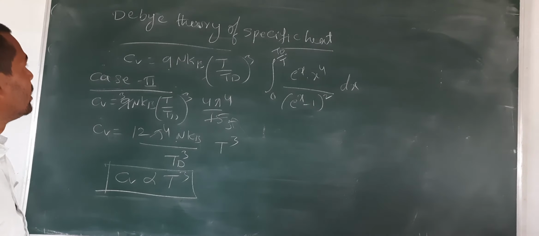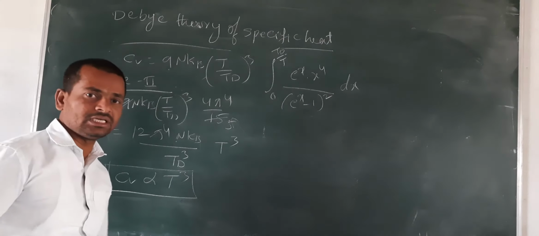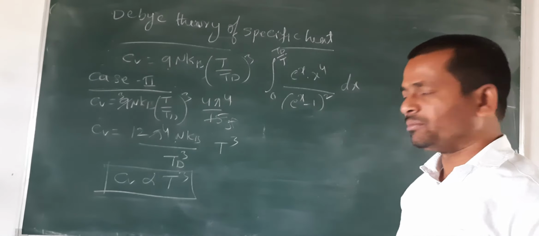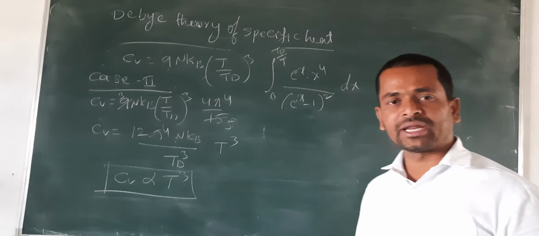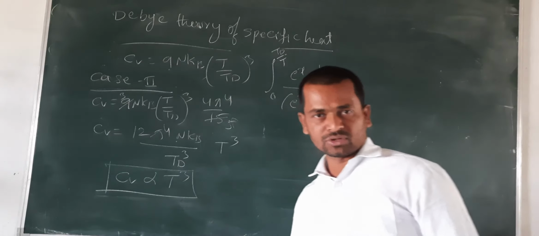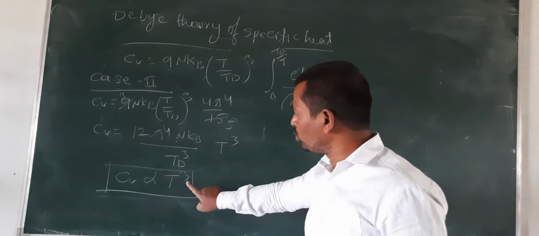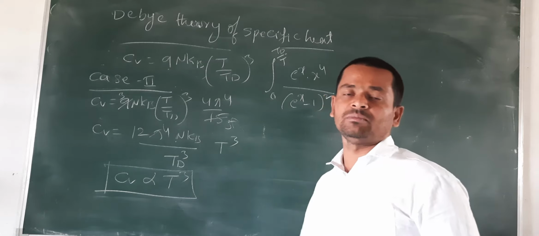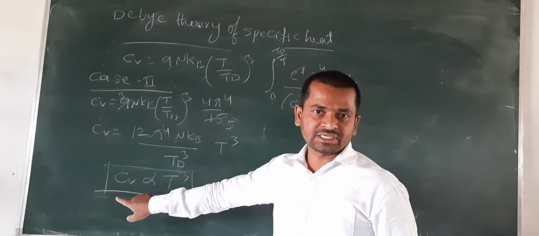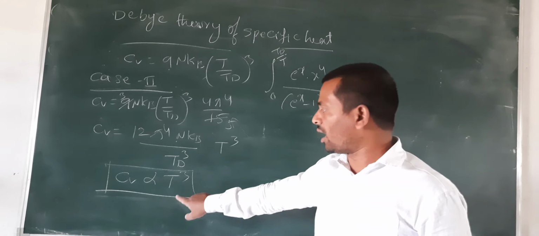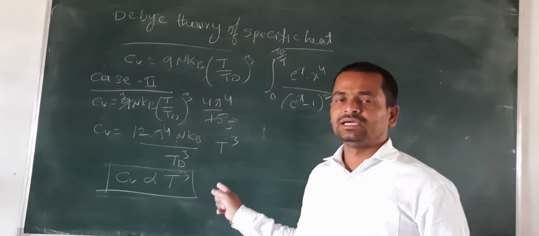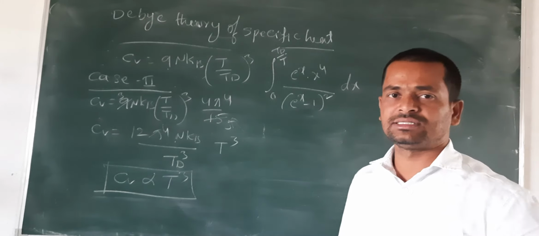That is why the Debye theory of specific heat is also called the T cube law, because at lower temperature specific heat varies directly proportional to the cube of absolute temperature. When temperature increases, specific heat also increases, up to a point. At a higher temperature this cannot be followed. At higher temperature, we know it is 3R.